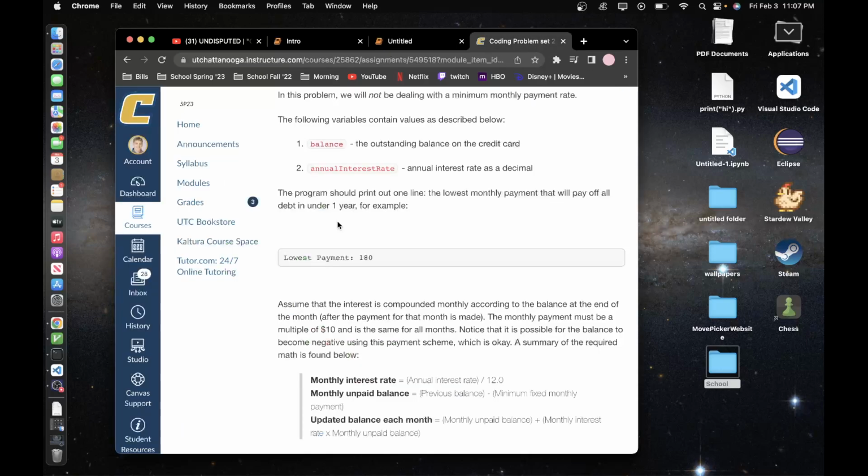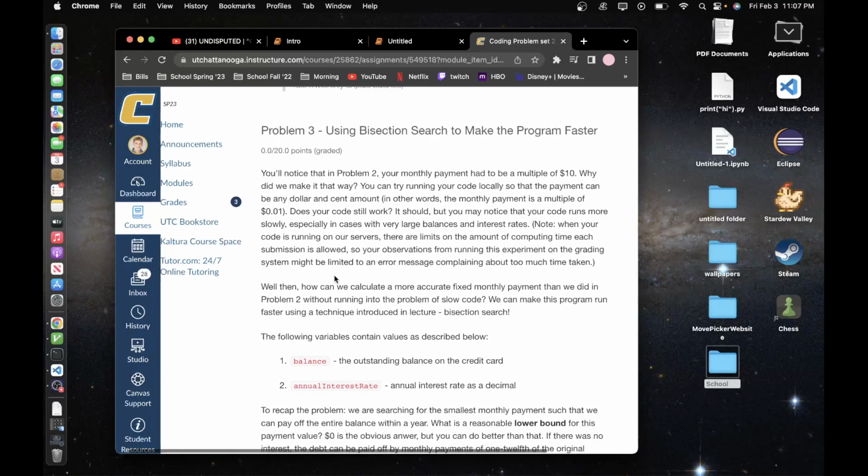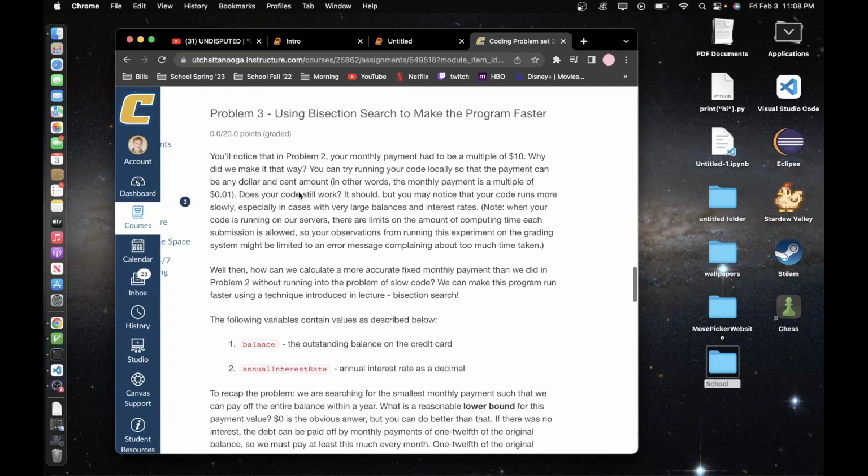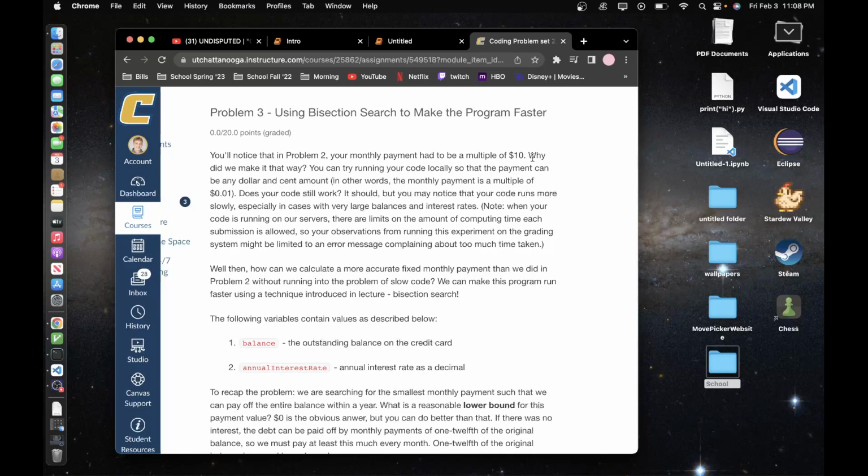So for three, we are... I've had so much trouble with bisection. You'll notice that in problem two, we're going to be multiples of 10. Look at the way you could try and could locally so that the payment.